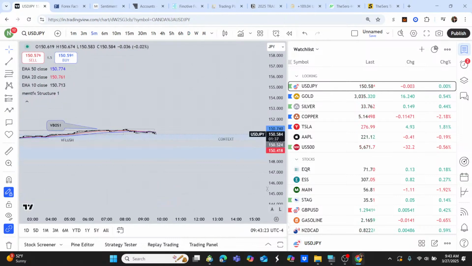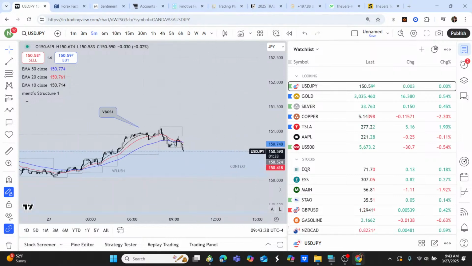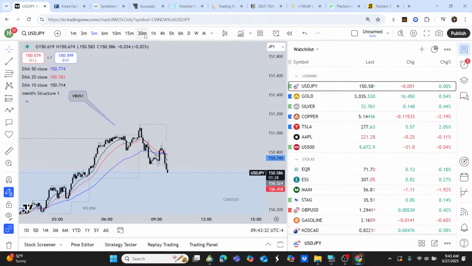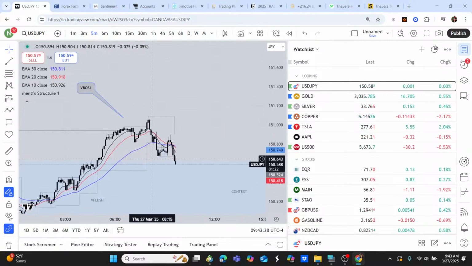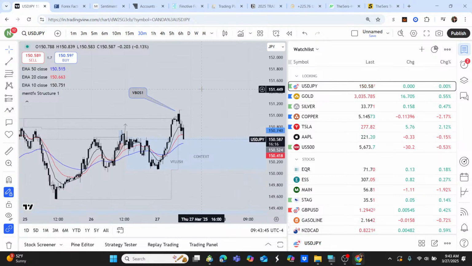So usually when a lower time frame, like a 5 minute, is not clear, the higher time frames, like a 15-minute, won't be clear either, like a time frame up. So you see how that's breaking down, it's breaking through. So yeah, the 5 minute is definitely not clear for USD JPY.